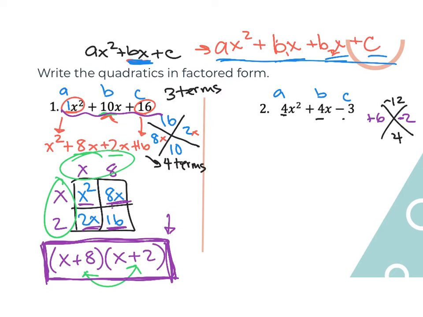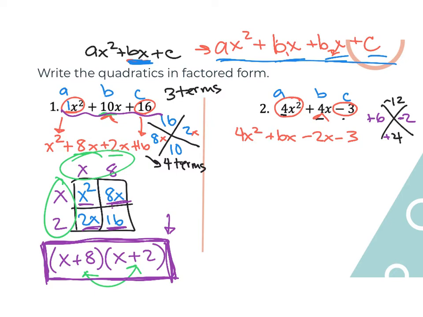Positive 6 times negative 2 is negative 12, and positive 6 minus 2 is 4. Because I want a positive 4 in the middle, I needed my 6 to be the positive one. Remember that we're going to turn that polynomial into something with 4 terms, so I'm going to keep the first and the last, and split apart that middle. So I've got 4x squared plus 6x minus 2x minus 3.